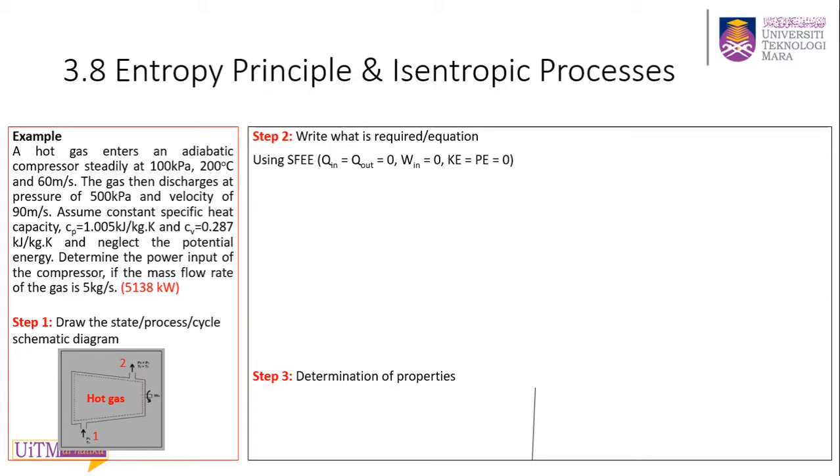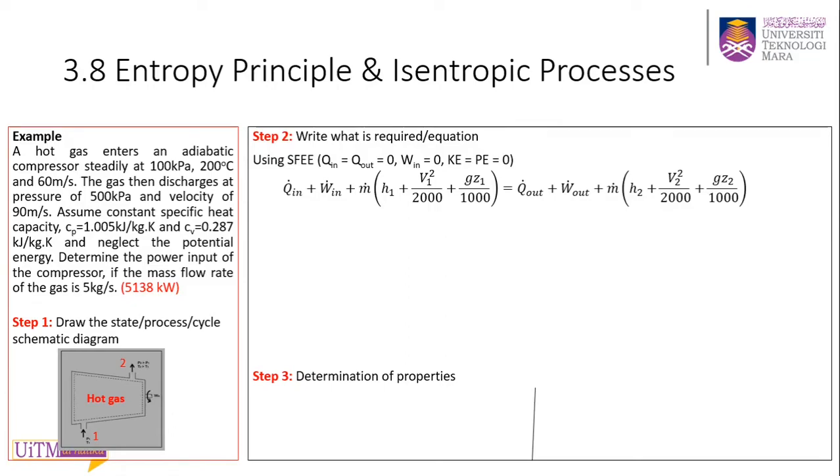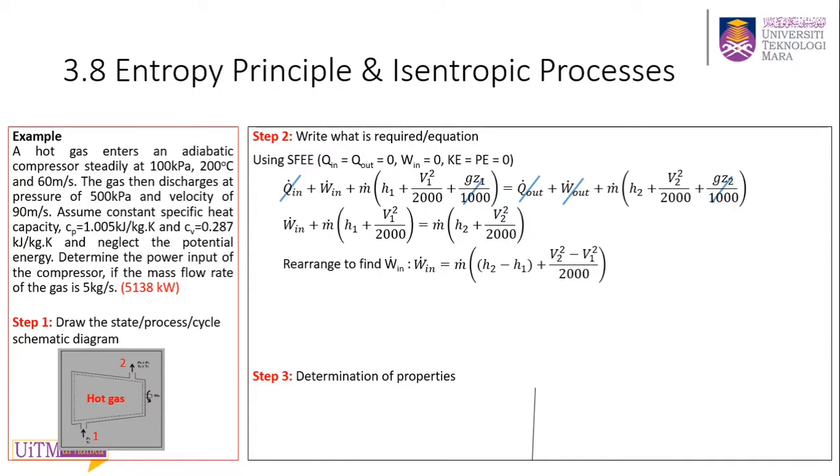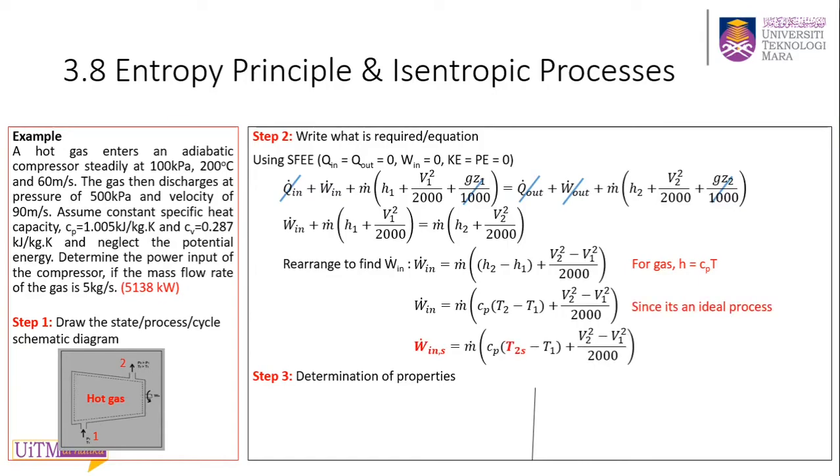Now, write the general equation first and then cancel the terms based on the conditions. Write what is left and then rearrange to find the work input. Since the substance is a gas, h here is replaced with CpT. And for this question, it is an isentropic process. Therefore, the temperature at state 2 here has the subscript s, and the work input calculated here is the ideal work input. For step 3, find the required properties at each state.